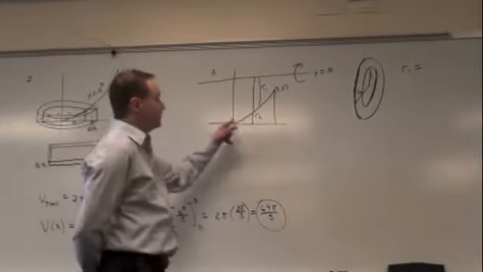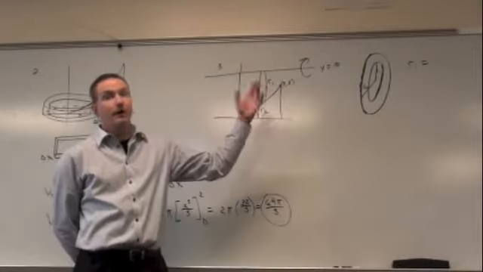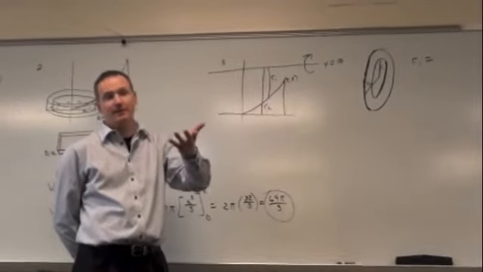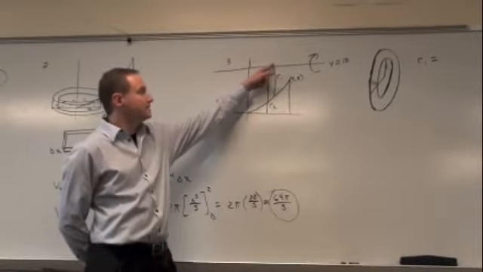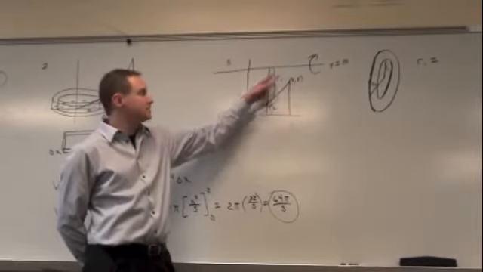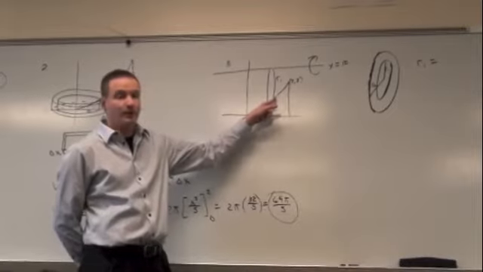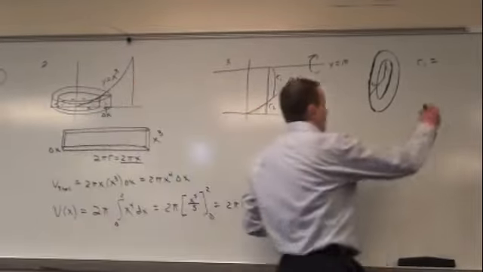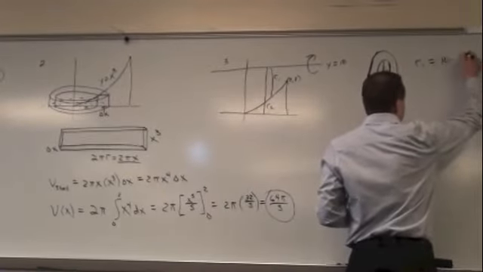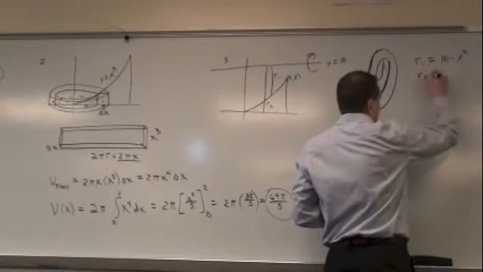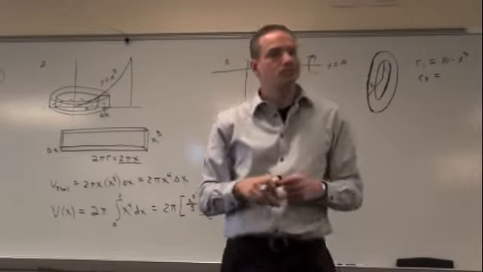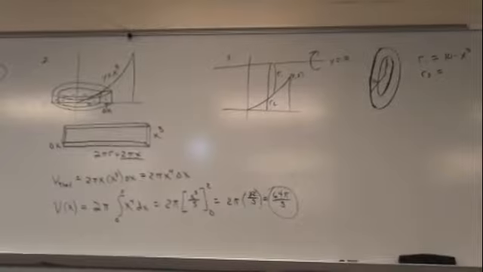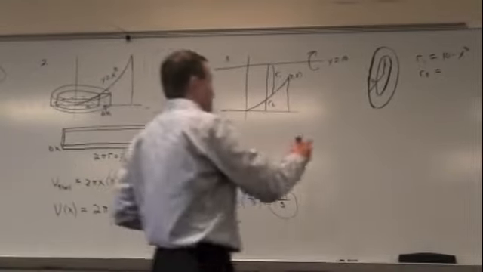Any y value on this curve is greater than or less than 10? It's less than 10. So R1 is the distance from here to here, and I need it to be positive. So 10 minus whatever this y value is. What is that y value? x cubed. So R1 is 10 minus x cubed. R2, what's R2? 10 minus 0, 10. Thank you. 10.